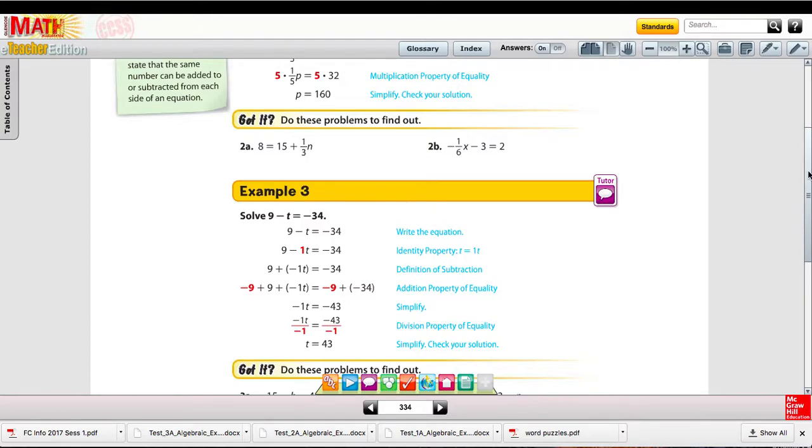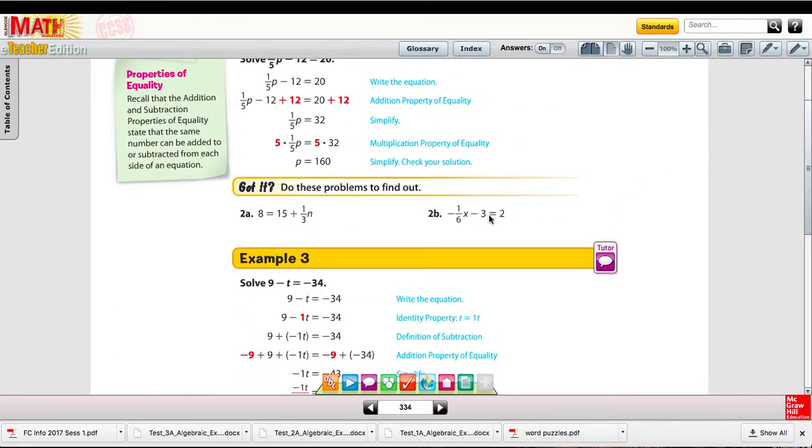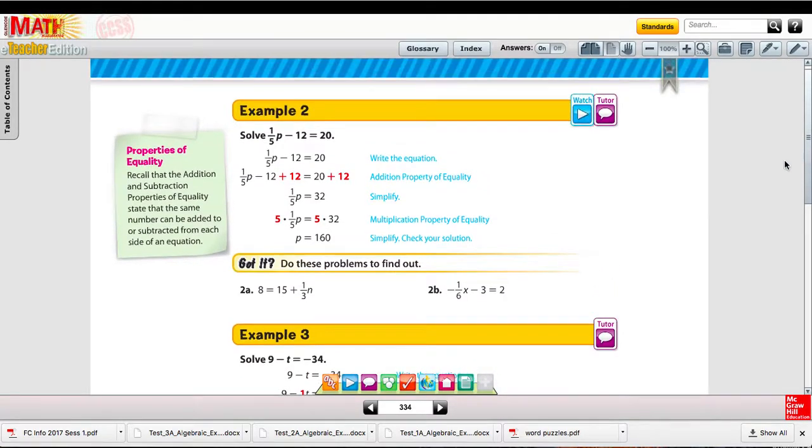At the top, that coefficient of the x is back to being a fraction. So we still need to take care of our addition or subtraction first. In the case of 2a, we're going to get rid of this 15 first. Again, we're paying attention to the side where the variable is. We want to isolate the variable, so we have to get rid of the 1/3 and the 15. We're going to get rid of the 15 by subtracting 15. When we take away 15, that's 0. And we're left with 1/3 n on the right, and 8 minus 15 is negative 7.